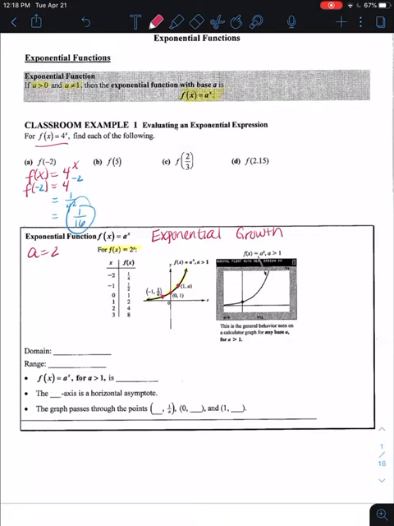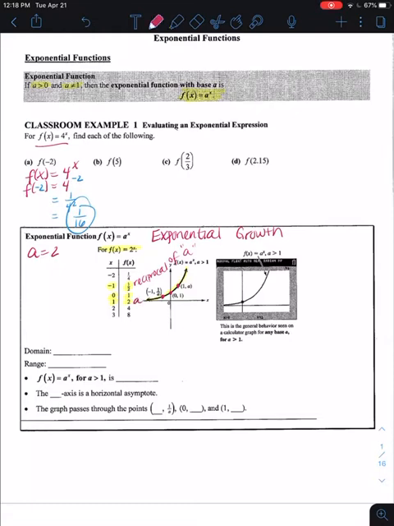I'm going to do a table, even though they have the values here. As a matter of fact, they have them over here. At -1, notice how when x equals -1, the answer is 1 over 2, which is the reciprocal of a. So I'm going to make a note: this is the reciprocal of the base. At 0, the y value is 1, and at 1, your y value is 2. 2 is your a value.